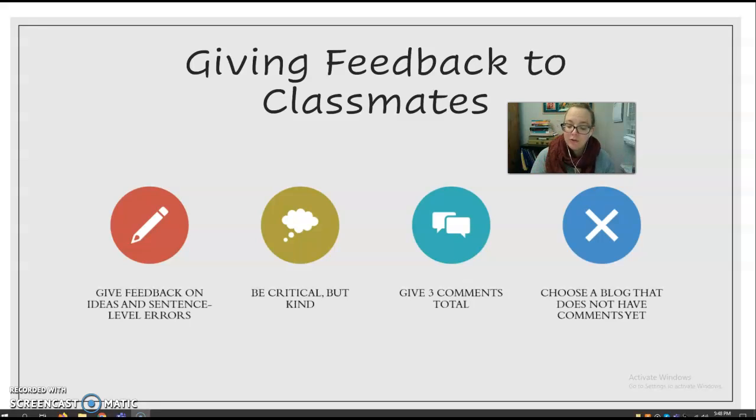Remember that you can be critical, but also kind. You're not saying, oh, this is great, or hey, your writing sucks. Neither of those are very productive. You want to be thinking not just surface level, but your classmates are depending on you to help them with their writing. And I know some people feel like, oh, well, I'm not good at writing, so I can't give good feedback. Well, it's not necessarily true.